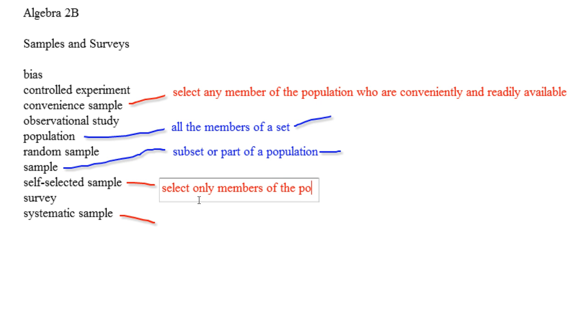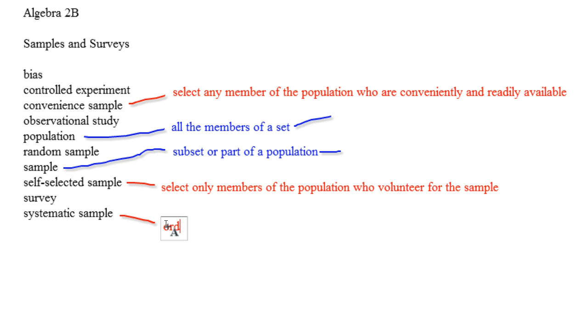For a self-selected sample, we select only members of the population who volunteer for the sample. For example, we're looking for people to take part in a study. Who would like to do it? And only the people that show up. That would be a self-selected sample.